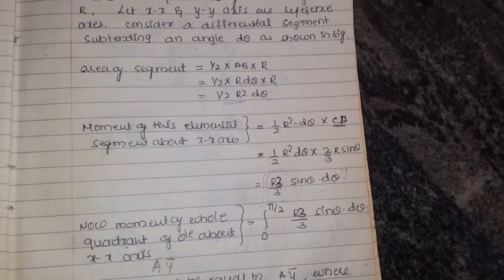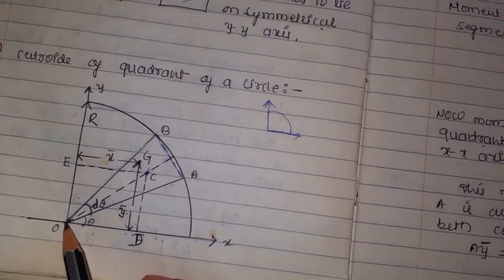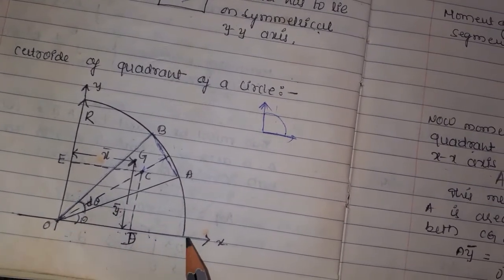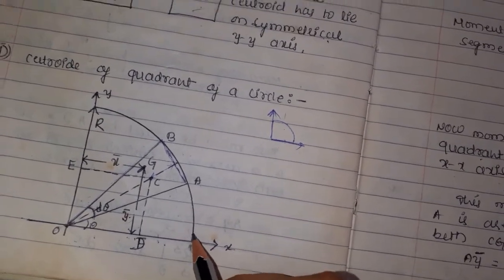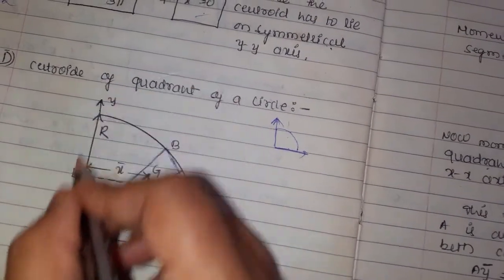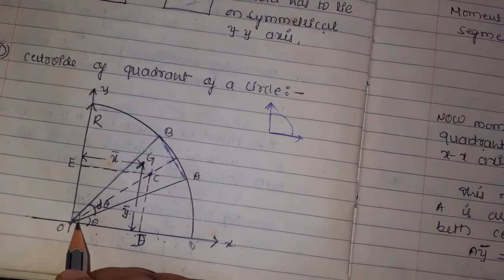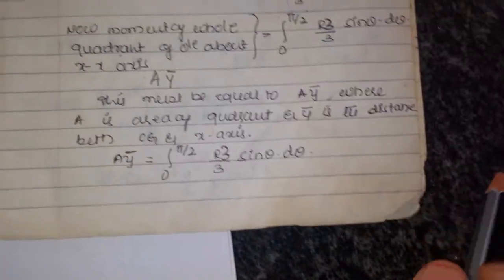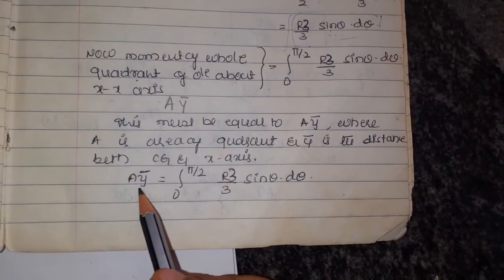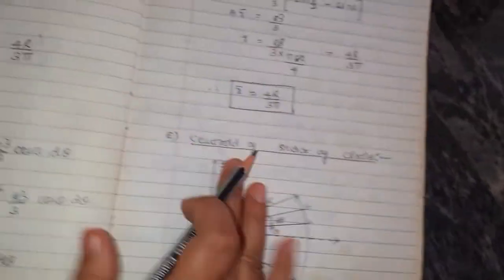A into y bar. About the x-axis means A into y bar. So A into y bar is equal to the integral from 0 to pi by 2. Here we are considering 0 to pi by 2 because, as you can see, the quadrant of a circle goes from 0 up to 90 degrees. Hence we consider the limits 0 to pi by 2. Therefore A into y bar is equal to the integral from 0 to pi by 2 of r cube by 3 into sin theta into d theta.